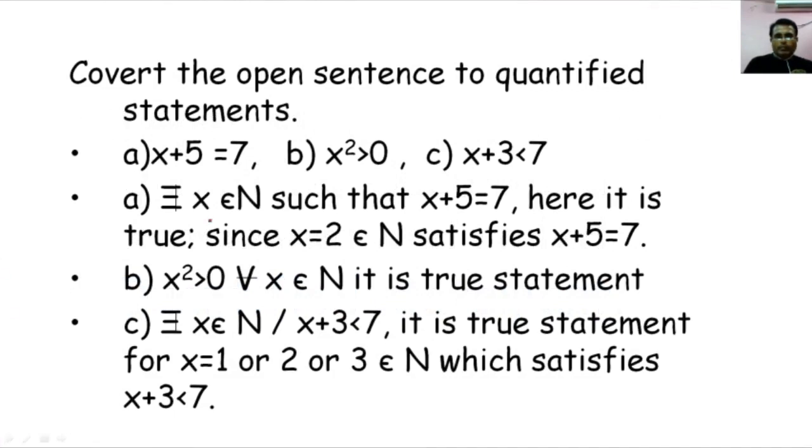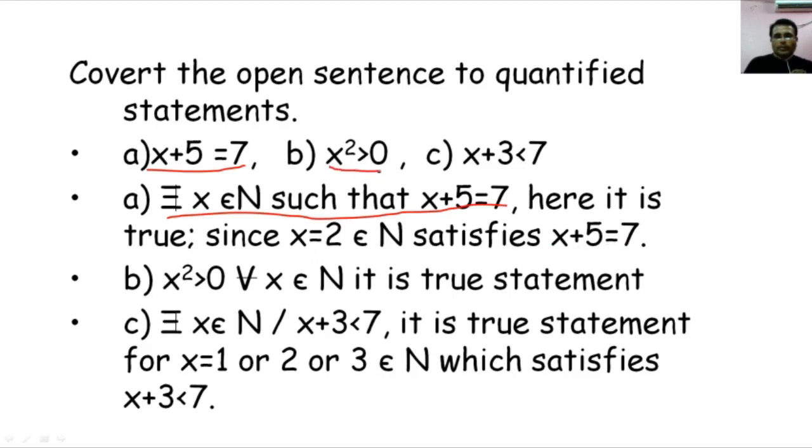Now with an example we get it more clear. Convert the open sentence to a quantified statement, for example, x plus 5 is equal to 7. So we can convert that in this way: there exists x belongs to N such that x plus 5 is equal to 7. Here it is a true statement because there exists x equal to 2, and that satisfies x plus 5 equal to 7.